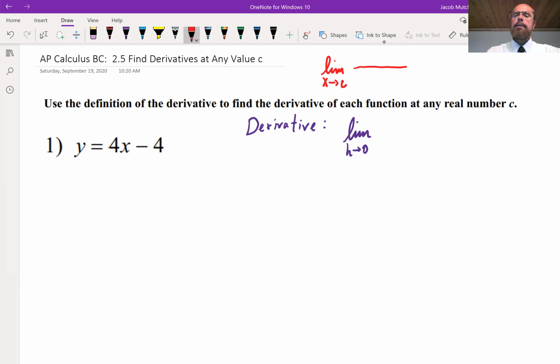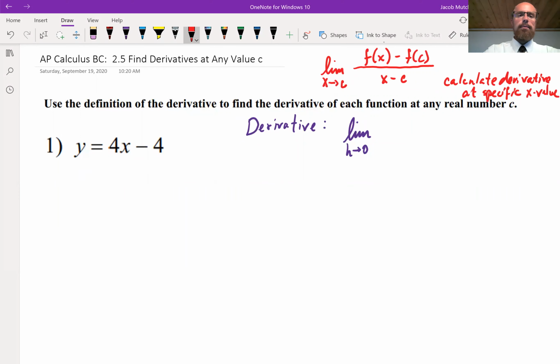Let's just write out the original one that we've used of f of x minus f of c over x minus c. So that's the definition that we had used to calculate a derivative at a specific x value. So somehow we need to figure out, why am I using h below? So before we fill in that whole limit expression, let's say where that is coming from.